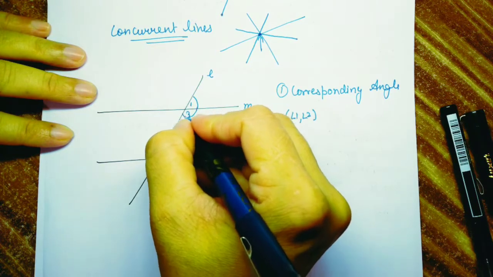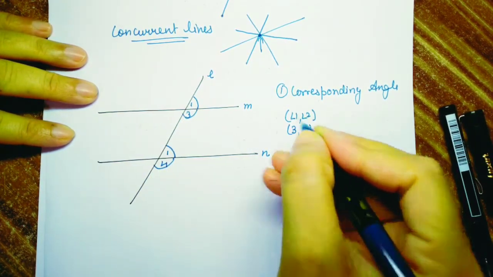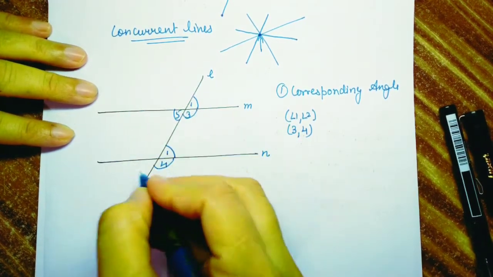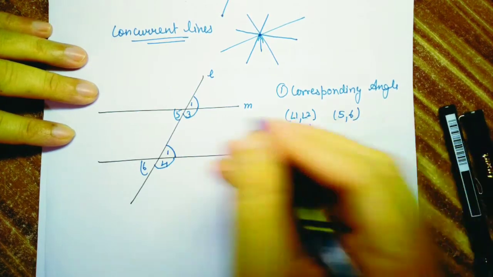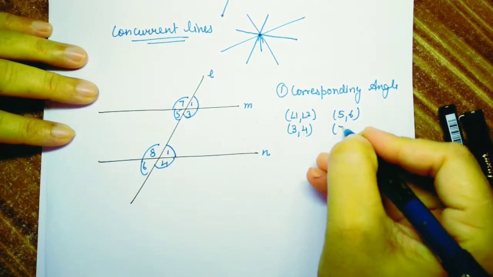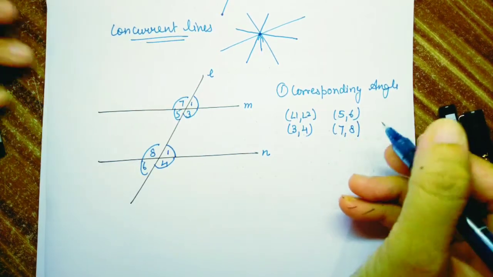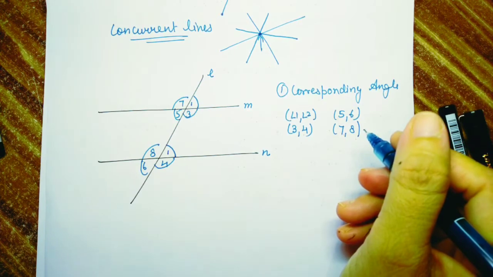See here, angles 3 and 4, same side. So this is the next pair, 3 and 4. Then after that, 5 and 6. This one is another pair, 5 and 6. Then 7 and 8. This is another pair, 7 and 8. So these pairs are said to be corresponding angle pairs.